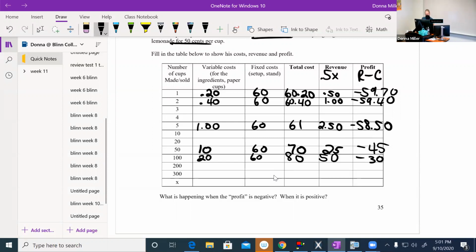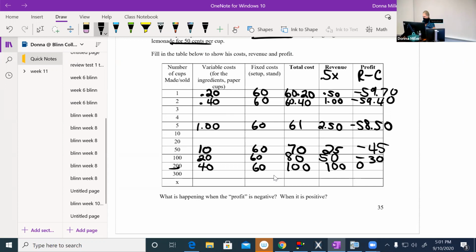All right, let's try 200. 200 times 0.2 is 40, and then fixed costs are 60, so total cost is 100. His revenue is 0.5 times the number he sold, which is 200, so 100. What's the profit? Zero. So at this point, he's breaking even. For him to make a profit, he has to sell more than 200 cups. He might want to consider making a cheaper lemonade or upping his price.